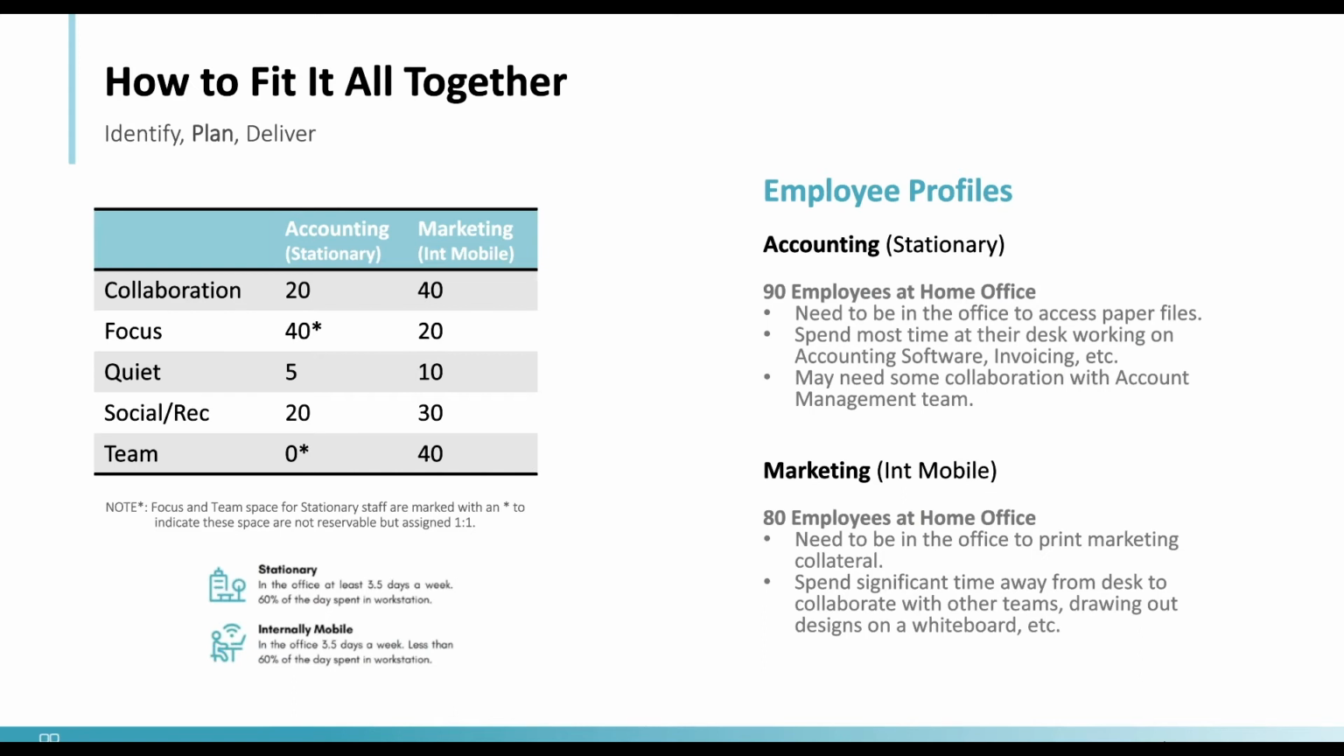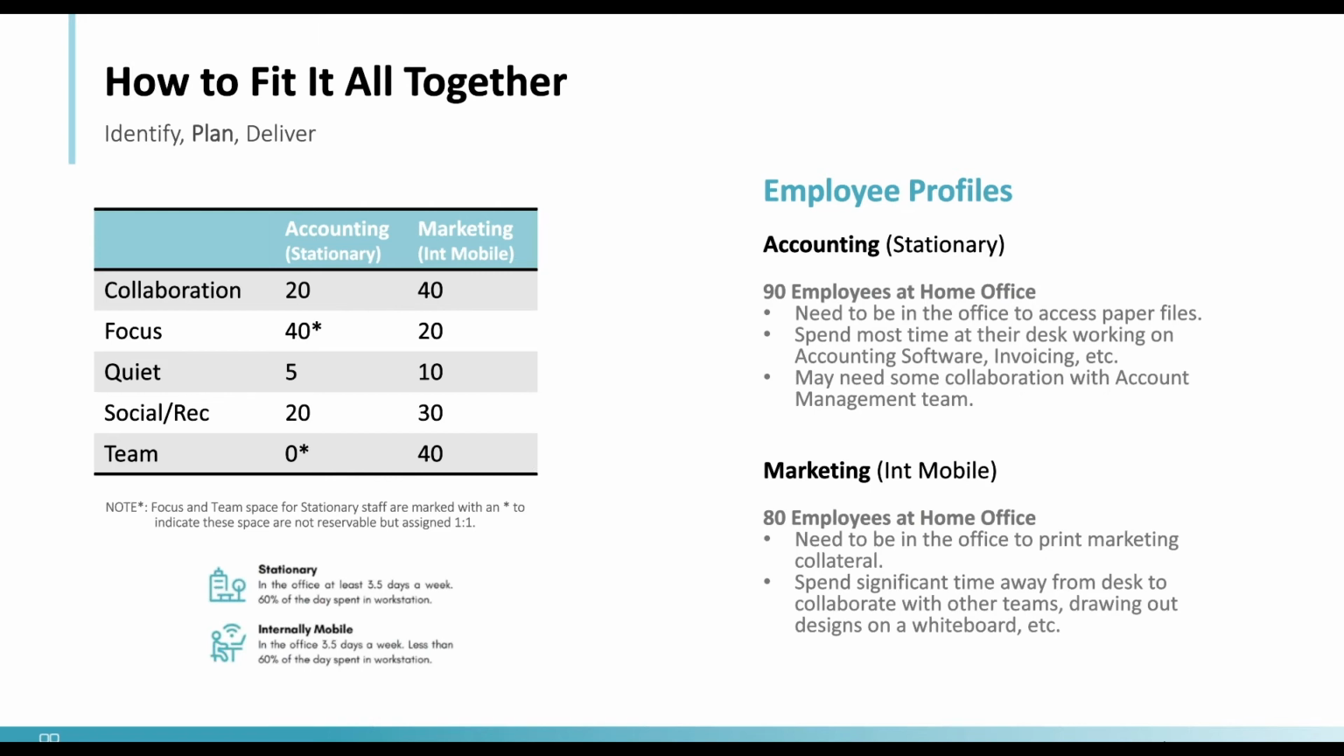And so as we look at the different activities, we look at those two different departments and start to understand what types of spaces do they need. We might look at the collaboration one and say, we think the marketing team is going to need more collaboration space compared to the accounting team, but the accounting team might need more focus space than the marketing team. And so this is where you can then start to build up what the ideal hybrid workplace is going to look like for your employees.